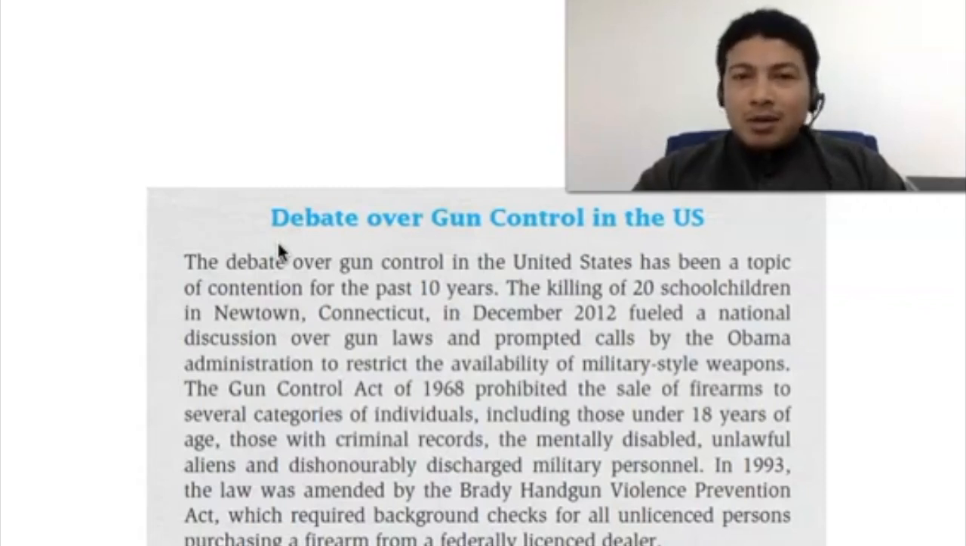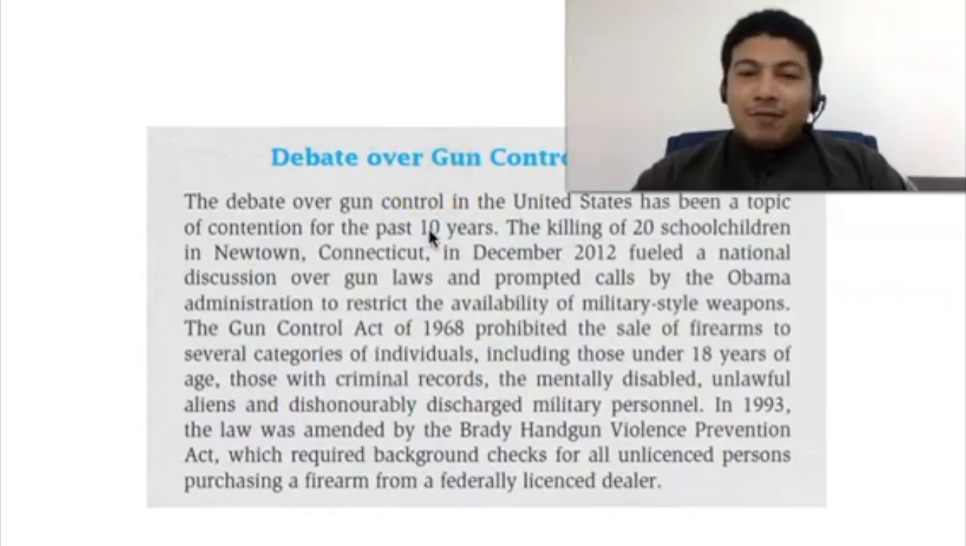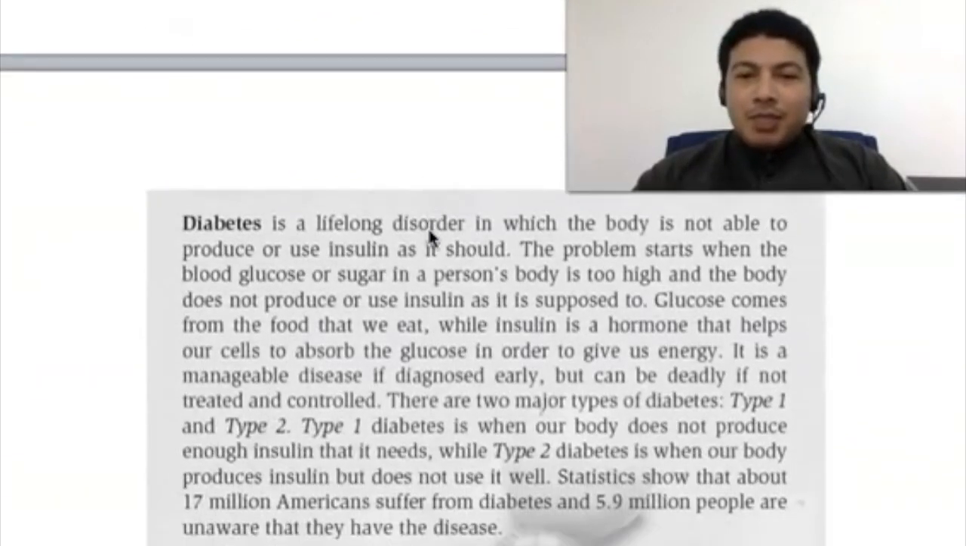But not all paragraphs, not all articles, have their own topic in a heading like this. For example, in this paragraph the topic is in bold, the word is "diabetes" like this. So easily we can know that this paragraph talks about diabetes.